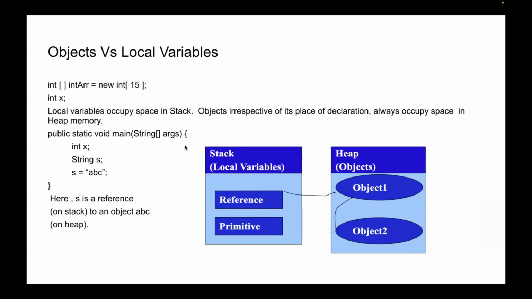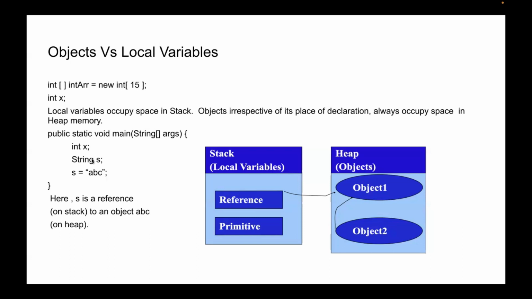Local variables means whatever variables have the scope of just a method. So this is the main method, right? Public static void main. So we have int x, string s equal to abc. The scope of these variables is only within these blocks. So if you try to access this x outside of this main method, you will get an error. Why? Because the scope or lifetime of this particular local variable is just within these blocks. Got it?